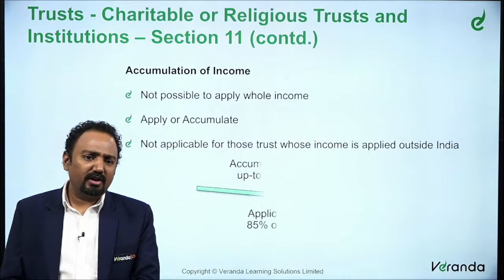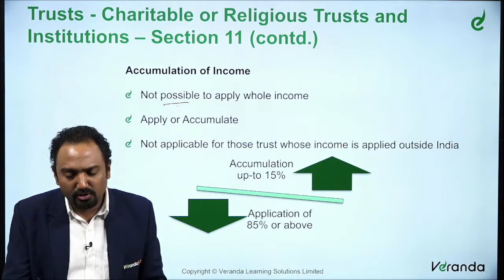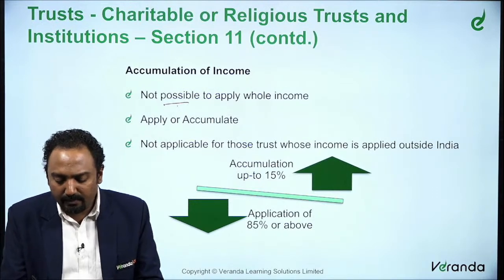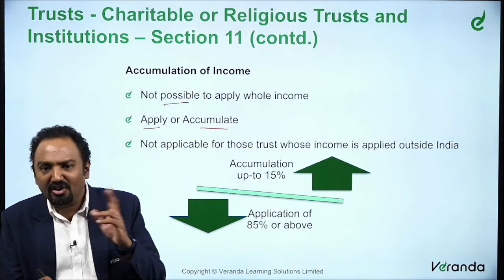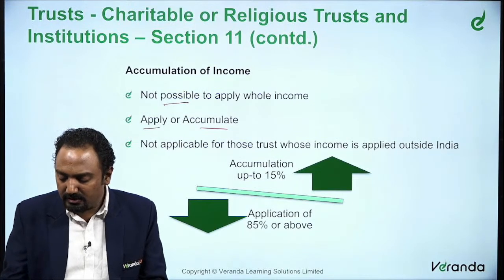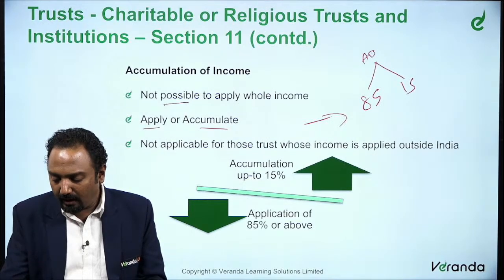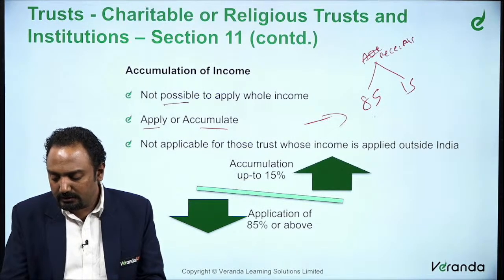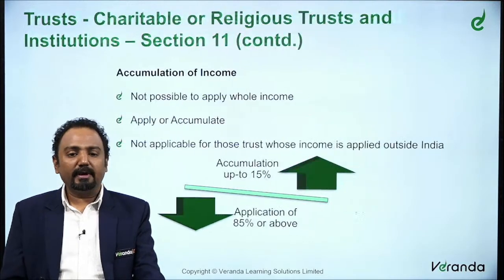And here also, similar to everything we discussed earlier in the 10(23C) itself, it is not possible to apply the whole income. We discussed this. So what happens? You either apply or accumulate. So remember this word, you either apply the voluntary contribution or accumulate the voluntary contribution. What is the ratio we saw? We said it is 85, 15, right? So this is what you call receipts. In this receipt, this is apply, this is accumulate. So that's what we have given as a pictorial representation.